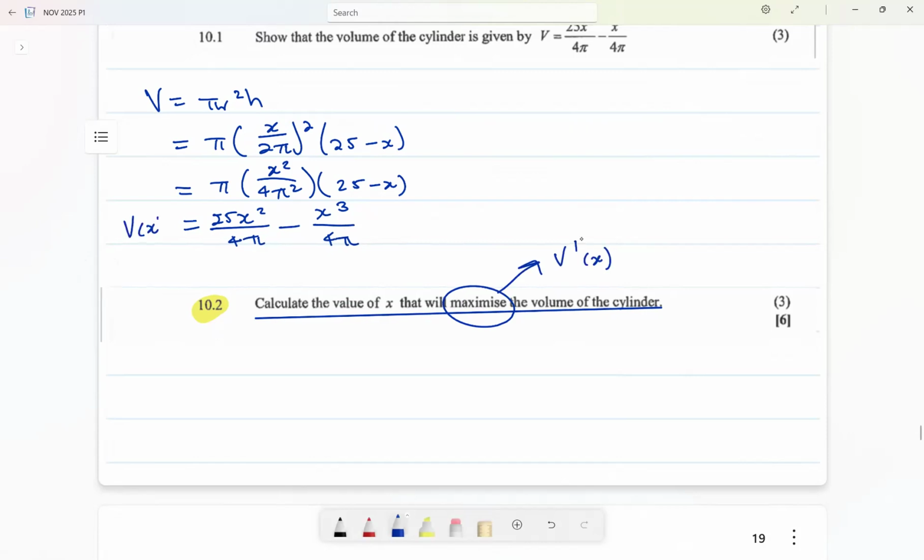So in this case, you need to take the derivative of volume with respect to x. So you take the derivative of volume and equate it to 0. What is the derivative of volume in this case? It is 25x divided by 2 pi, because when I multiply by 2, the 4 will just cancel, okay? And then minus 3x squared divided by 4 pi, and it is equal to 0. And then let's become mathematicians, guys. I'm going to take this one to the other side so that it becomes 25x divided by 2 pi is equal to 3x squared divided by 4 pi.